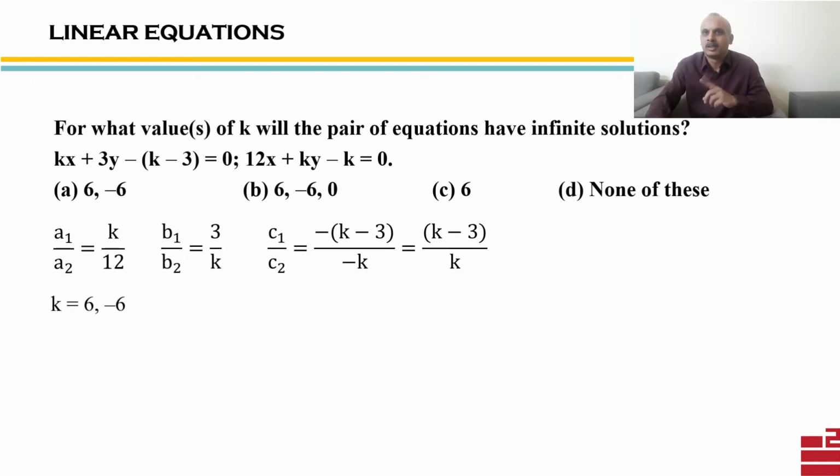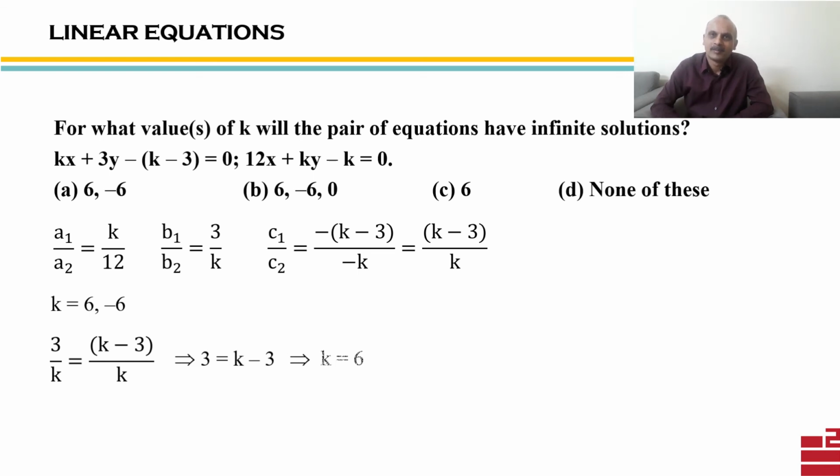Second ratio equal to third ratio. That means 3 by k is equal to (k minus 3) upon k. And the denominator k's get cancelled out. We get finally k as 6. Now what? From the first equality we got k as 6 or minus 6. From the second equality we got k as 6.